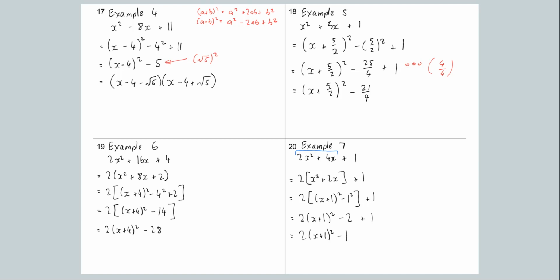There we go. And I can't use difference of 2 squares here because that 2 here is preventing me from having a square minus another square. Unless I wanted to turn it into root 2 or something like that.